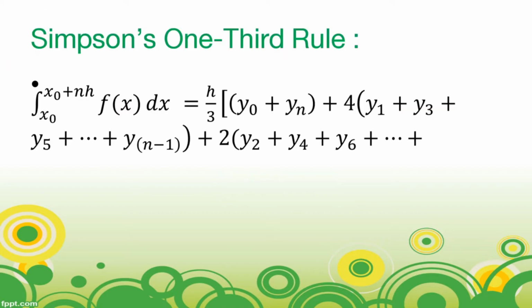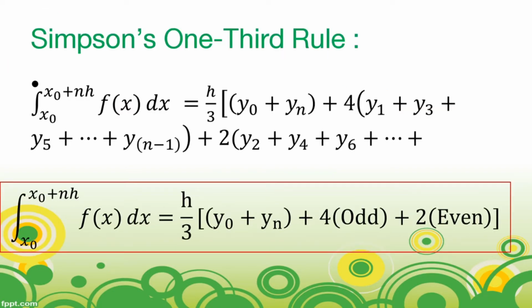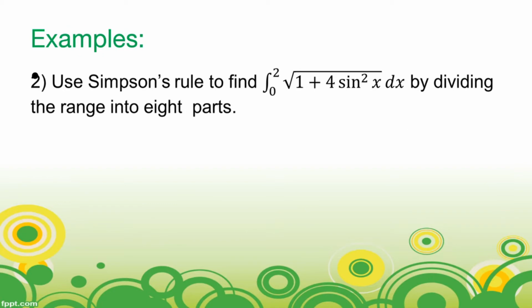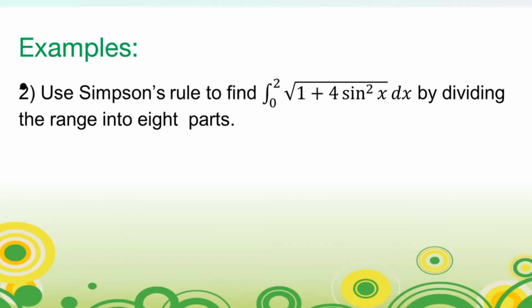In the last lecture, we discussed the Simpson's one-third rule formula and also one example on Simpson's one-third rule. In today's lecture, we are going to discuss the next example. The next example is: use Simpson's rule to find the integral from 0 to 2 of the square root of 1 plus 4 sine square x dx by dividing the range into 8 parts.